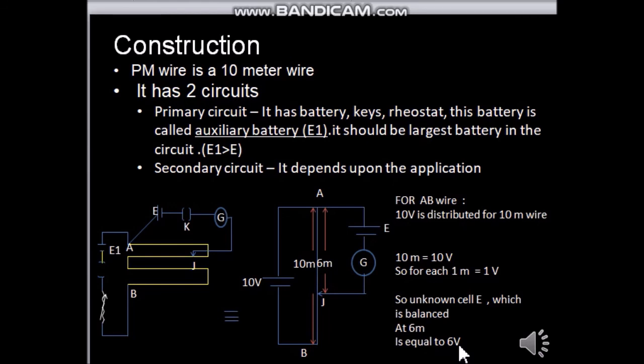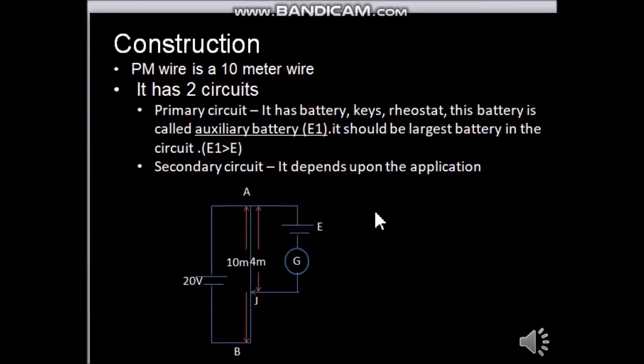Now we will proceed with one more such example. See this second example, students. Now 20 volt is balanced over 10 meter and the unknown cell is balanced for 4 meter. Just find out what should be the value of this unknown cell. Okay, first of all you will find out the voltage per unit meter. 20 volt equals 10 meter, so 1 meter equals 2 volt.